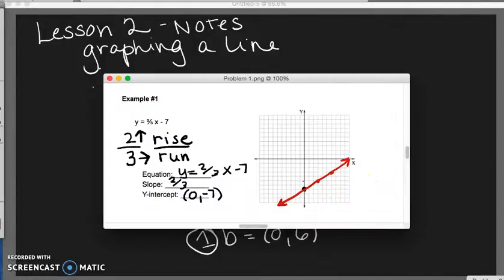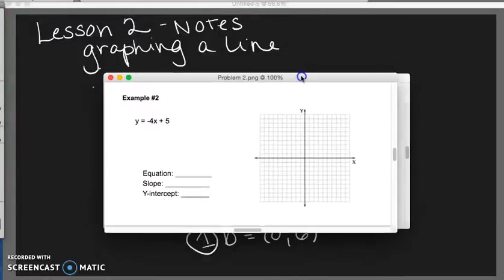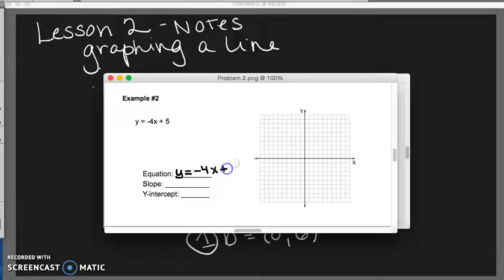All right, let's look at example number 2 now. So for example number 2, is our equation in slope-intercept form, meaning is the y isolated on the left side? And in this case, it is. There's nothing else on the right side. So our equation stayed the same: y equals negative 4x plus 5.